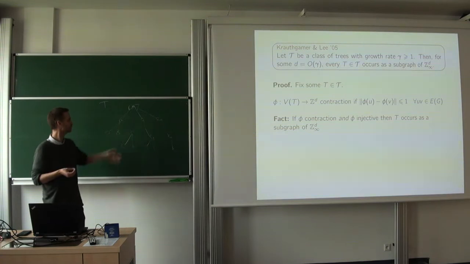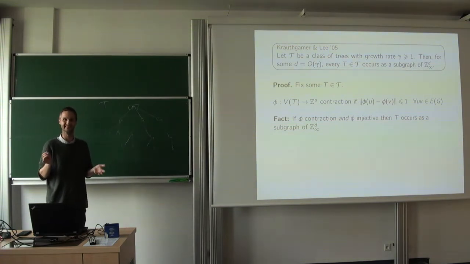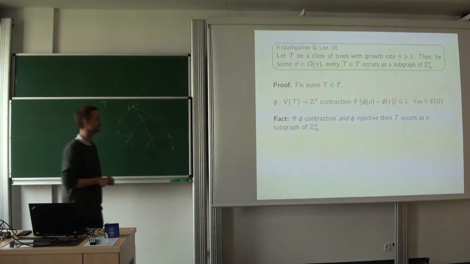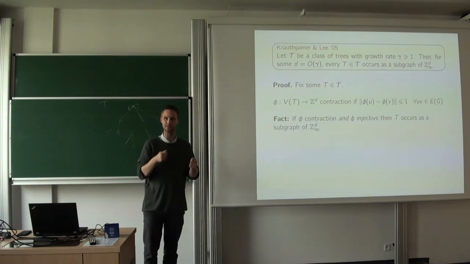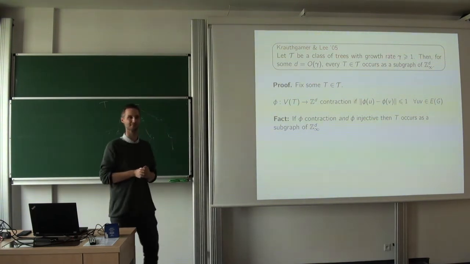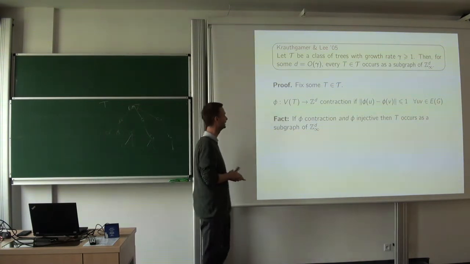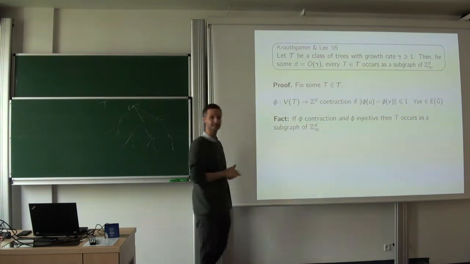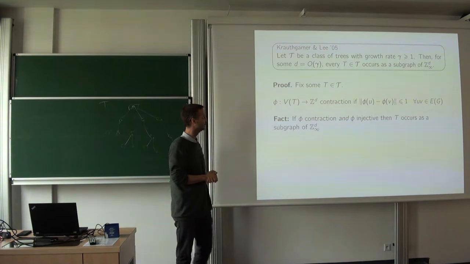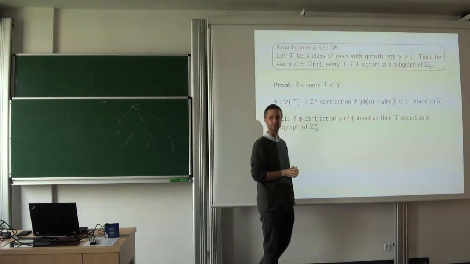So a basic idea is to do these random walk embeddings and hope for the best. But it turns out that if you do that, it's not that easy to analyze directly. So what they will do is do it piece by piece, for the right definition of piece. But at least you have some idea of where we are heading. All right, so take some tree T in your class of trees with polynomial growth, and we are going to try to embed our tree T in Z to the D.